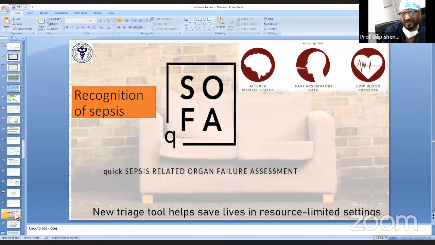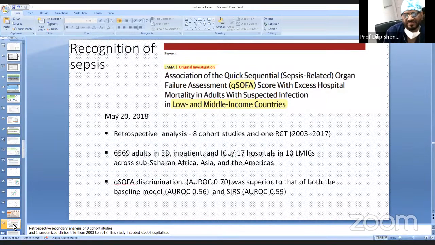How to recognize sepsis? There is a quick SOFA score, which is based on altered mental status, fast respiratory rate, and low blood pressure. The recognition of sepsis comes from a retrospective analysis of 8 cohort studies and 1 RCT. And qSOFA is as sensitive as the full SOFA, and it has been used very successfully in a lot of situations.